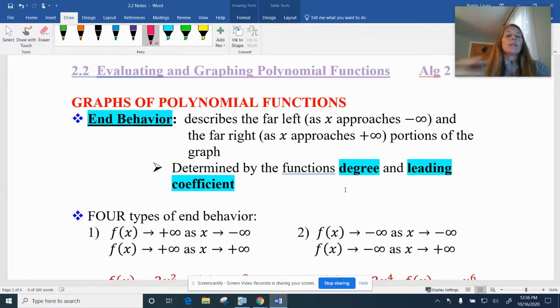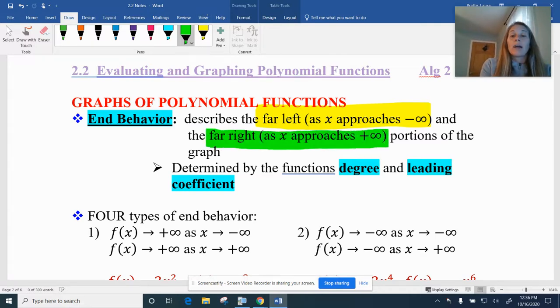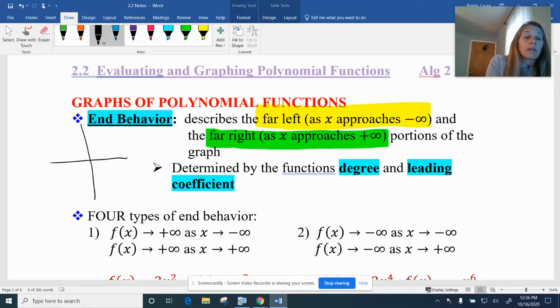So it says the end behavior of a graph is going to describe the far left, which we refer to the left side of the graph as x approaching -infinity. And then we're also going to look at the end behavior of the far right side of the graph, which is written as x approaching +infinity. Okay, so if you think about an x and y axis, and we talked about this a little bit with domain and range yesterday, if this is the x-axis, this side would be going towards +infinity, and the left side would be going towards -infinity. So that's what we're talking about, the far left and the far right.